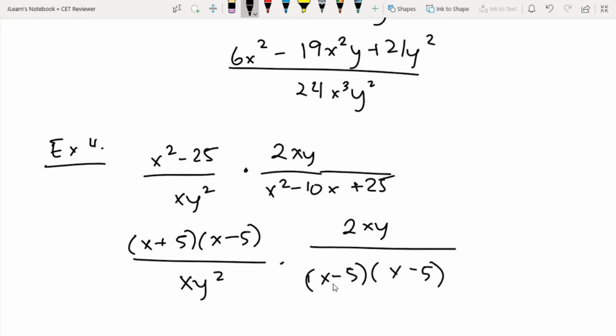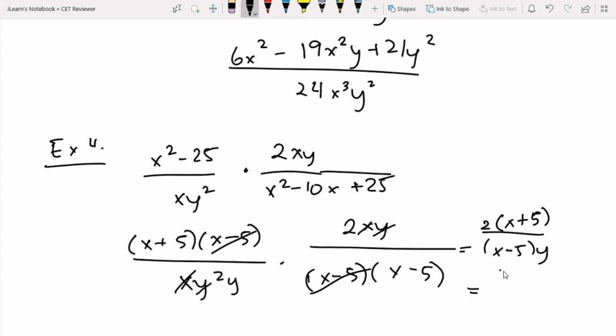So, you can cancel now yung x minus 5 sa denominator and sa numerator. Then, you can also cancel yung x dito sa 2xy and yung x from xy squared. Also, you can cancel another y from 2xy and xy squared, leaving 1y dun sa denominator. So if we simplify this, we will get 2 times x plus 5 all over x minus 5 times y. And if we simplify this further, this will be 2x plus 10 all over xy minus 5y.